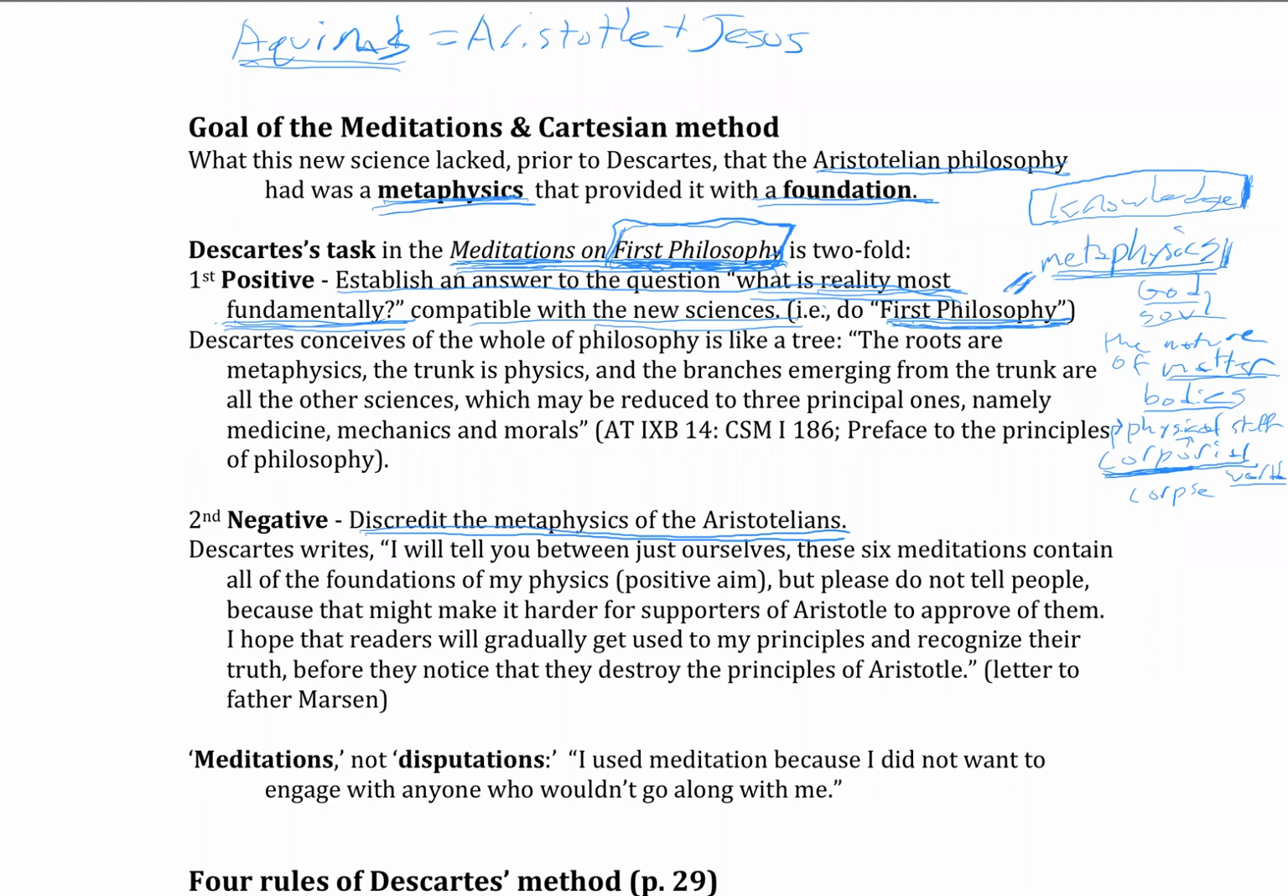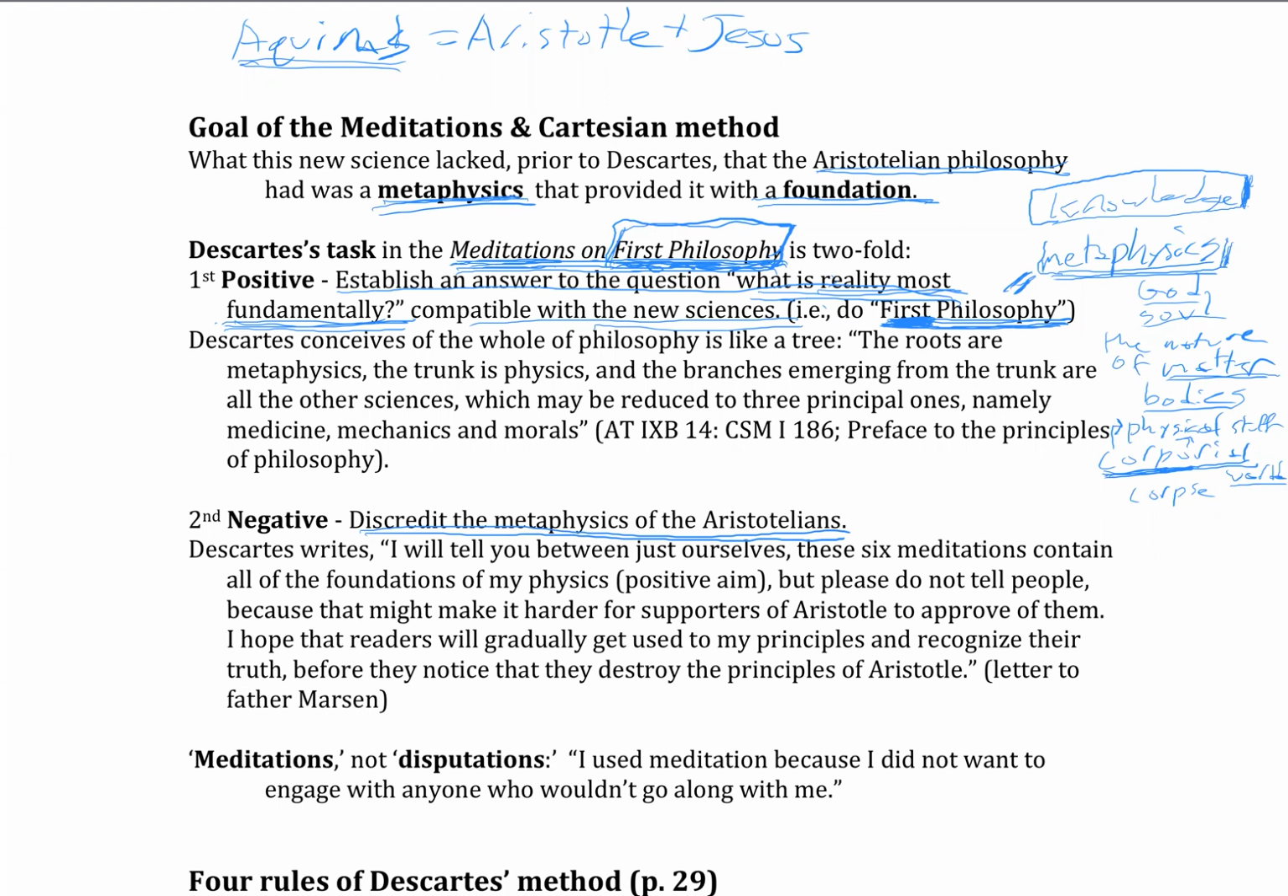And he's going to be concerned with how we can have knowledge. So the nature of God and how we can have knowledge of God, the nature of the soul and how we can have knowledge of the soul, or the nature of matter and how we can have knowledge of matter. And this metaphysics, this first philosophy, it's first. It comes first, and then we go on to do physics and medicine and mechanics. And so he thinks of metaphysics as the foundation or the roots of the rest of human knowledge.